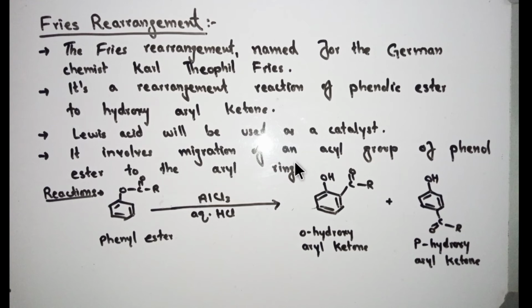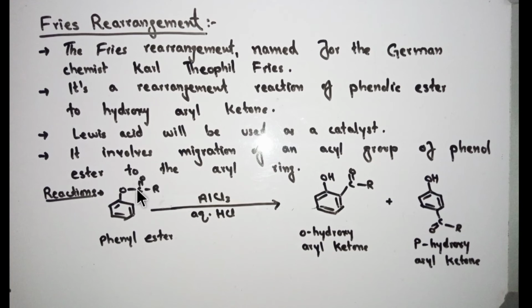It involves migration of an acyl group of the phenol ester to the aryl ring. That is the acyl group, C double bond OR. This group will migrate from the phenolic ester to the aryl ring, to this ring. That is one aryl ring, or aromatic ring. This is called the acyl group.